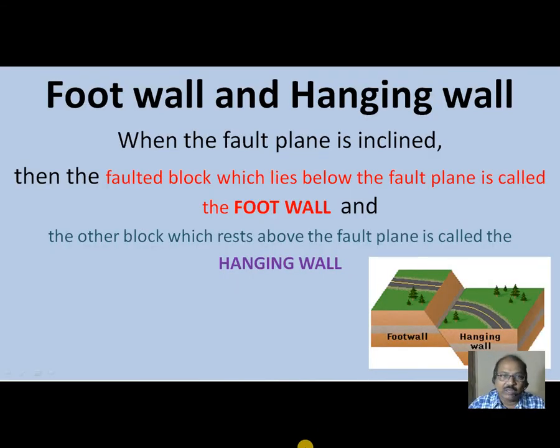Footwall and hanging wall. Suppose this is the fault plane, and if it is inclined, in such a case the block which is below the fault plane is called the footwall, whereas the other block which rests above the fault plane is called the hanging wall. So here the condition is the fault plane should be inclined. The block below is the footwall and the block above the fault plane is called the hanging wall.